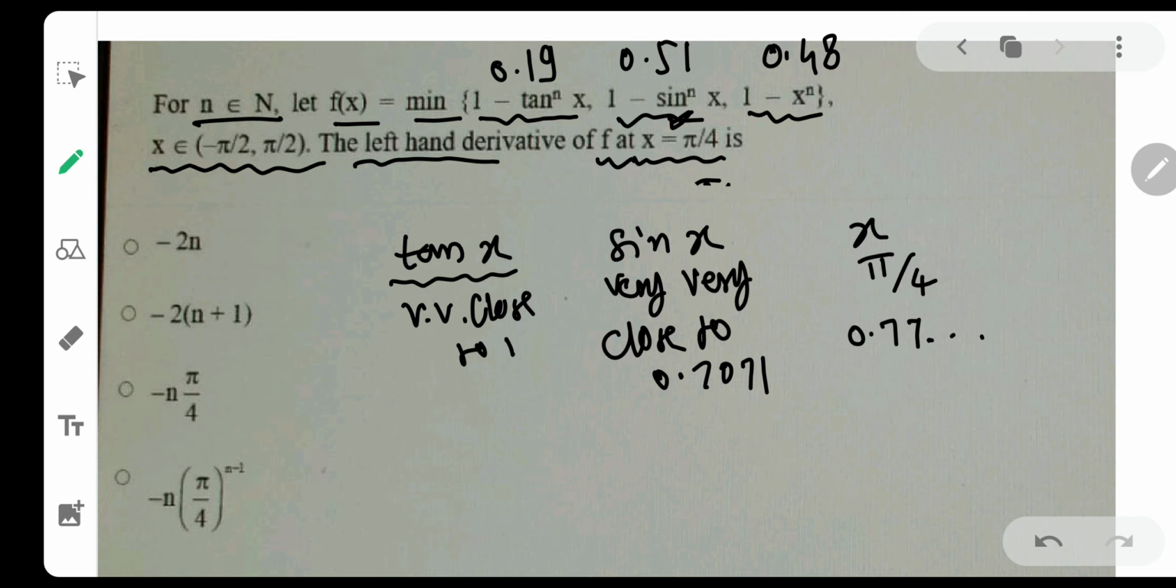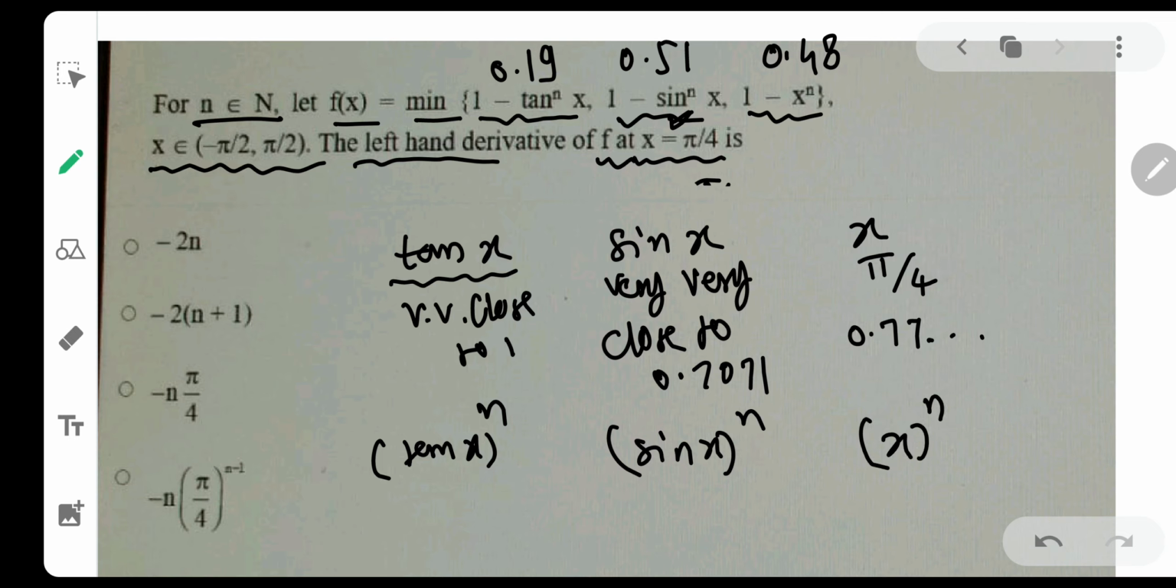Okay, now numbers which are smaller than 1, when they are given the power n, what happens? The smaller the number, the lesser its power becomes. So the lesser will be whom? Lesser will be this, number 1, because it is the smallest of the numbers, and number 2 will be this, and number 3 will be this. So basically tan raised to nx is the greatest of the numbers.